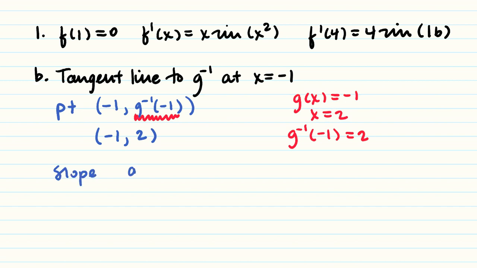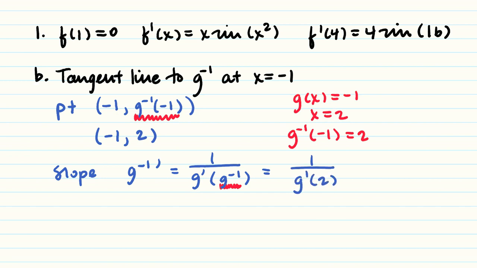And remember that g inverse prime is equal to 1 over g prime of g inverse. Okay, g inverse is that x value. Okay, we already found g inverse, that is 2. Right? So it's going to be 1 over g prime of 2. G prime of 2 is something we can look up in the table. G prime of 2 is looking like -3. So 1 divided by -3. And we're happy.